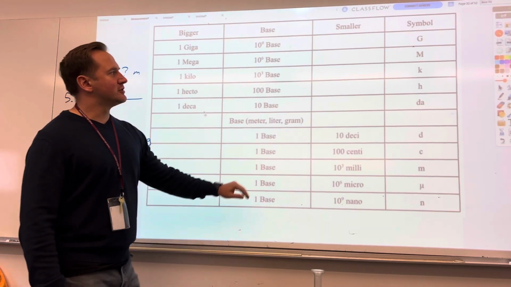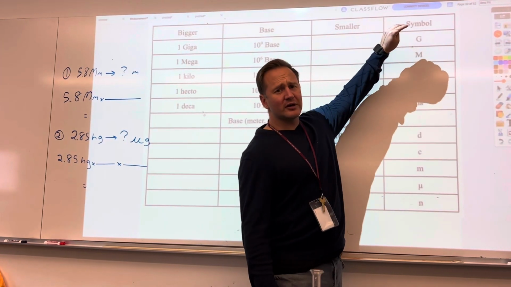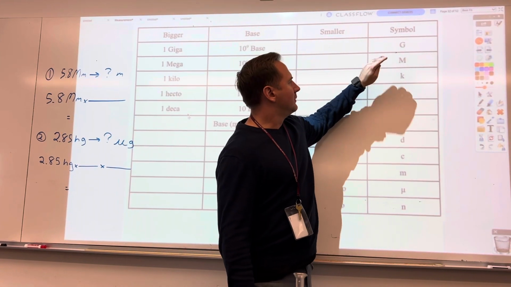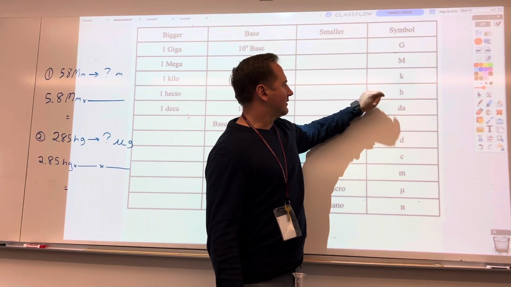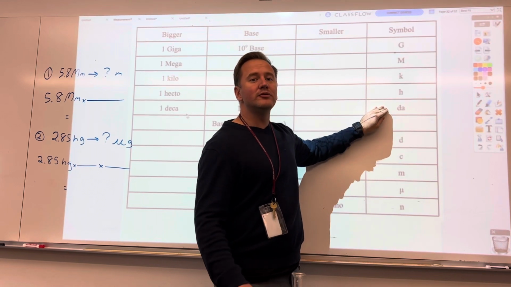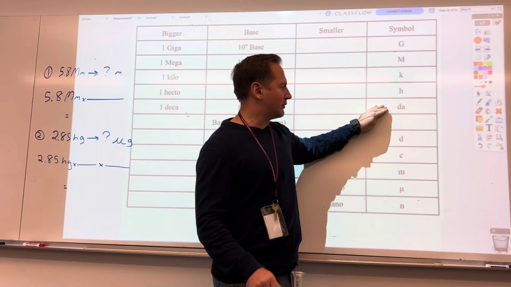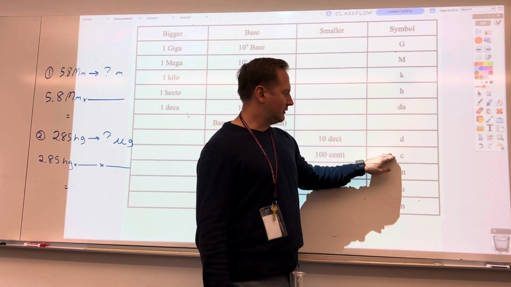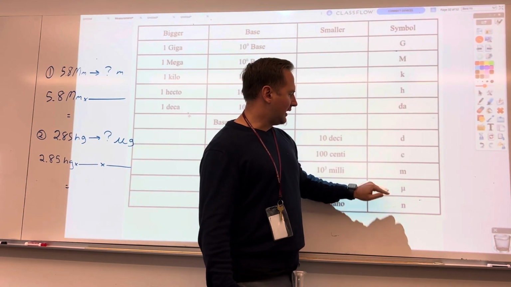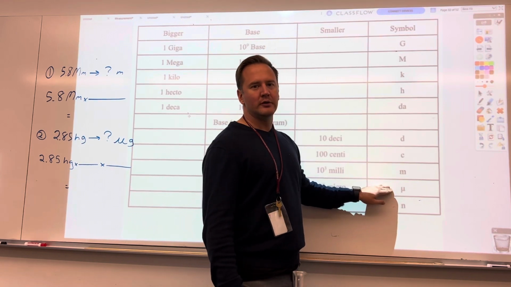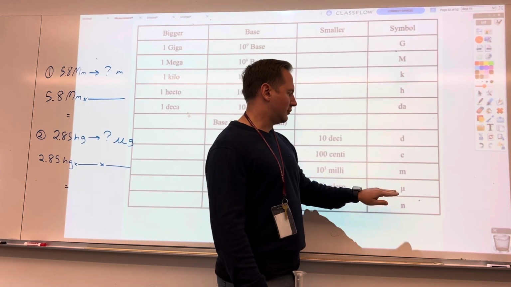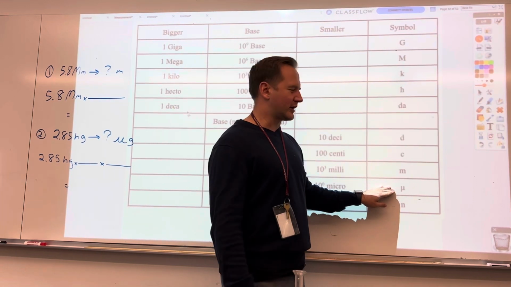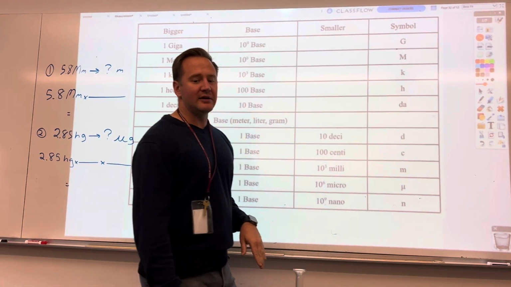So the symbols that we use to represent these, for giga, we use the capital G. For mega, we use a capital M, kilo K, hecto H. Deca, we use DA. Just be careful you don't confuse that with deci, which is just D. Then you have centi with a C, milli with an M, and then we use mu, which is a Greek symbol, to represent micro. If you are typing it, just use a lowercase u and that'll be fine. And then N for nano.